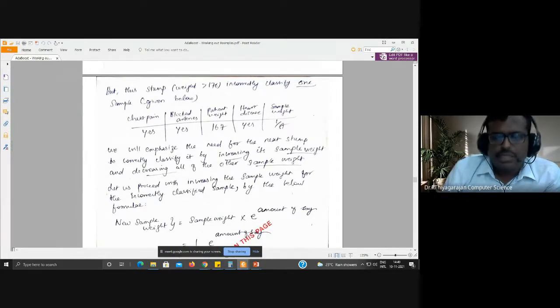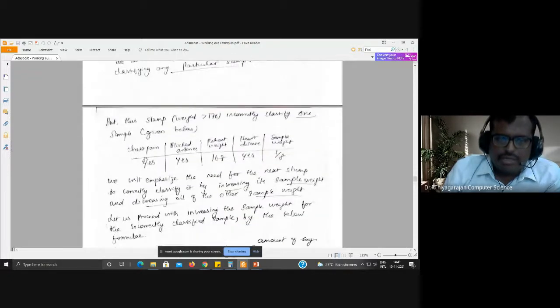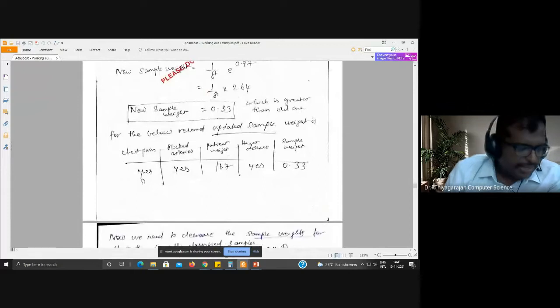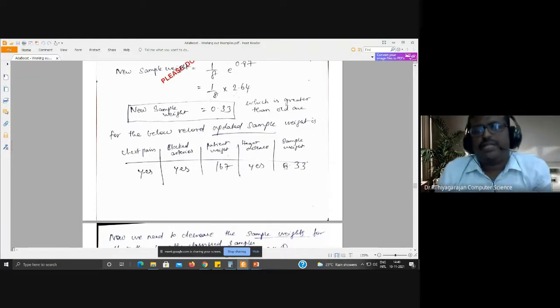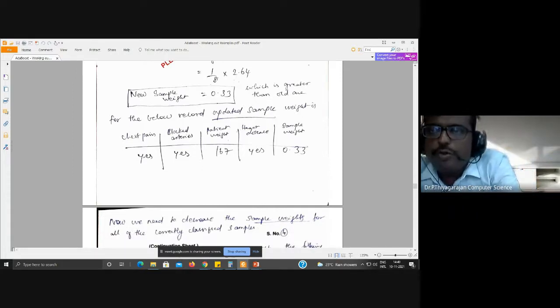Yes, sir. So now I will take the same row which is incorrectly classified, which is nothing but chest pain is yes, blocked arteries is yes, patient weight is 167, and heart disease is yes. And now the sample weight has been updated with the new sample weight. It's nothing but 0.33. Okay, good. Now to give importance to the incorrectly classified sample, we increase the sample weight. Once we increase the sample weight, it is our responsibility to decrease the weight of the other samples which are correctly classified.